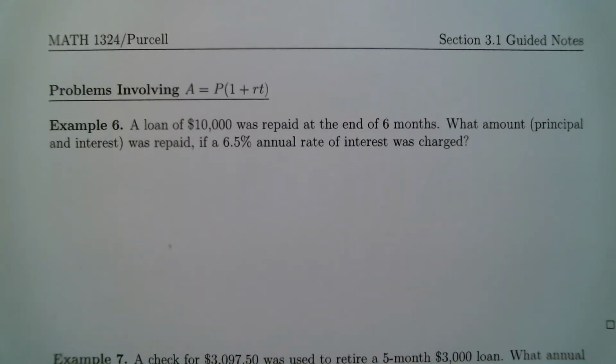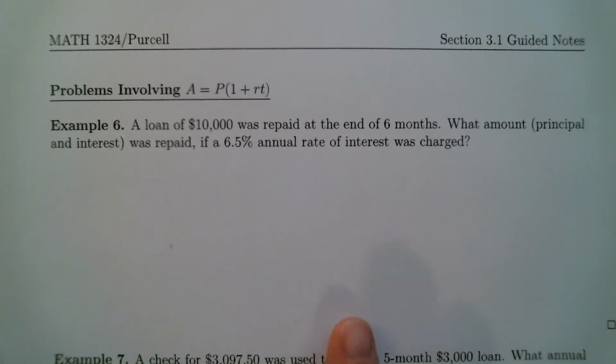So let's take a look at example 6. It says a loan of $10,000 was repaid at the end of 6 months. What amount, principal and interest, was repaid if a 6.5% annual rate of interest was charged?